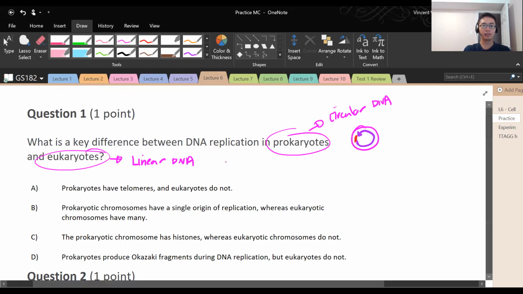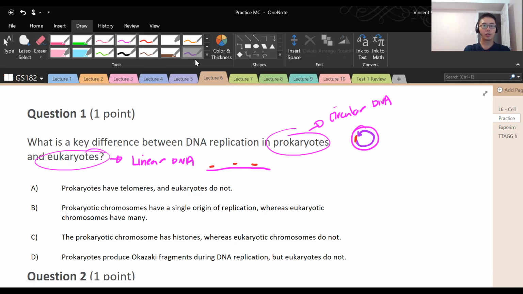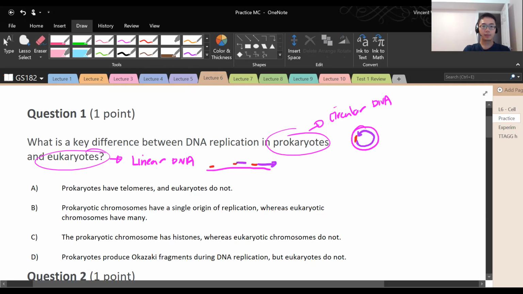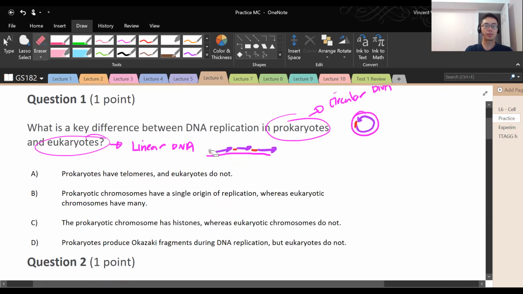Whereas if it's linear, we have that problem that we were talking about. You have a bunch of primer here, and then you copy your DNA. Nothing will replace this end, so that's why the ends erode every time you divide. So we need telomeres to protect the end. Prokaryotes don't. Prokaryotes actually do not have telomeres. It is the other way around.